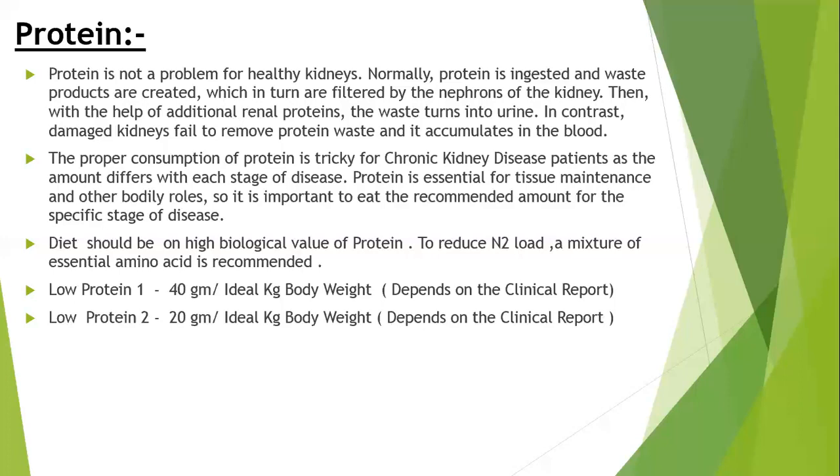The diet should be high in biological value protein to reduce the nitrogen load, and a mixture of essential amino acids is recommended. In hospital, you get a chart and guideline that low protein is 40 gram per ideal kg body weight, and depending on the biochemistry clinical report, a low protein of 20 gram per ideal kg body weight may be suggested. Accordingly, you can make a diet plan for the CKD patient. So protein has a major and very important role in managing these conditions.